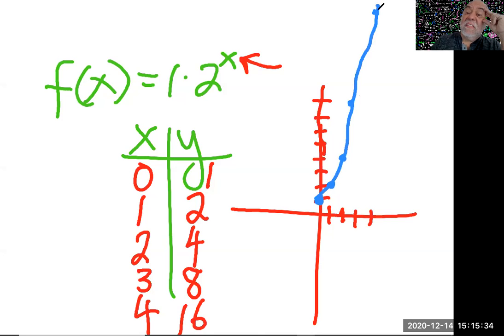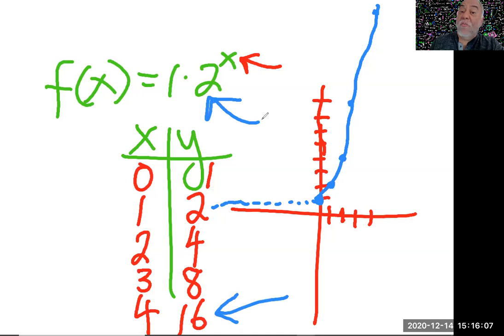Okay, and it would keep getting steeper and steeper. If we went into negative numbers, this would actually go down this way. Okay, that's called exponential growth. As X goes up, Y goes up, but it's going up at an increasingly faster speed because these numbers here are a function of an exponent. So they get big really fast. Okay, and it goes up because that multiplier is 2. It's greater than 1, so therefore it is exponential growth.